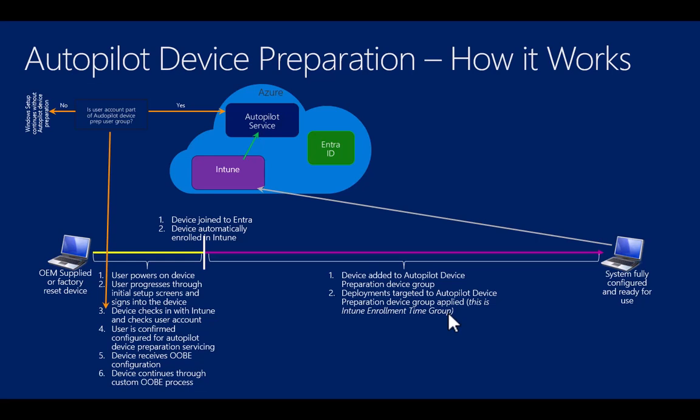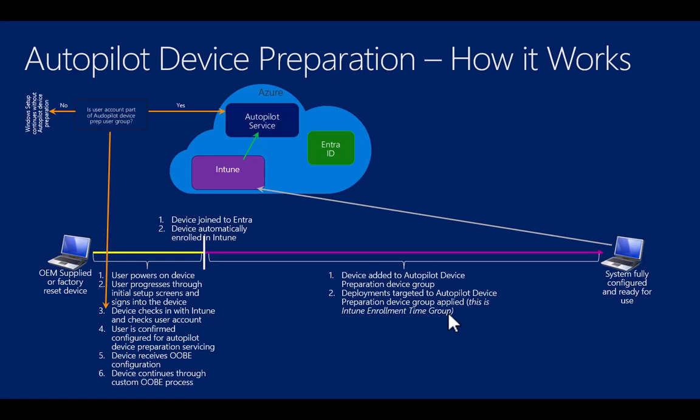Where you specify a group that the device should be added to as a part of Autopilot. That is your Autopilot Device Prep device group. Again, I'll talk to you about that in a minute. You specify that group. The machine, as part of Autopilot, is added to that group. You have some configurations, apps or scripts or whatever targeted to this group that the device shows up in, and it will immediately start to go through those configurations, right?